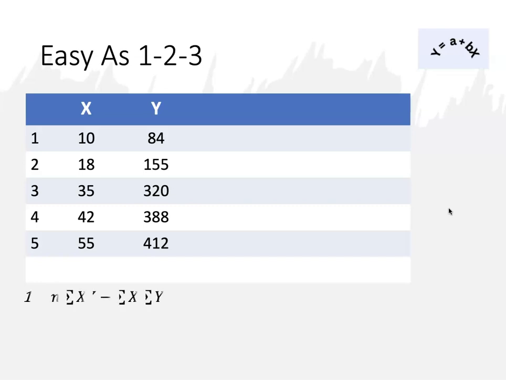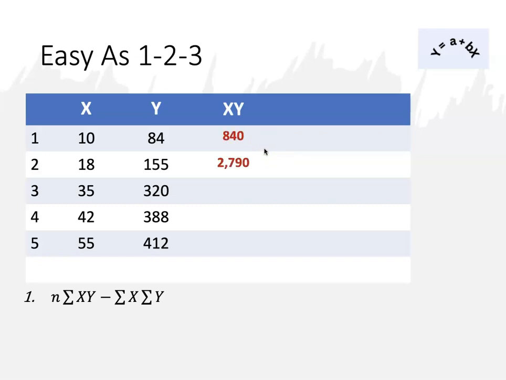So, formula 1, n times the sum of xy. We need the sum of the xy values. So for each row, we're going to have to calculate the value of x times the value of y. So here goes. Row 1, 10 times 84, 840.